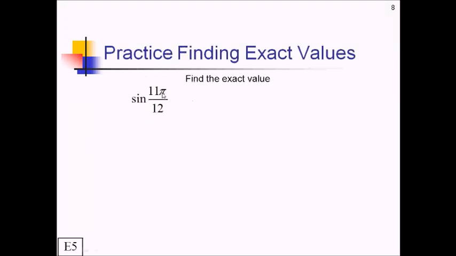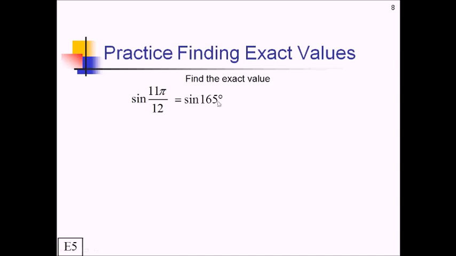Pause the video now and try this one on your own. Hopefully you decided to put this in degrees first. It's tough enough even remembering the special angles, let alone trying to figure out what they add up to when it's in radians. So we can convert this into 165 degrees. That's 180 divided by 12 is 15 times 11, 165.